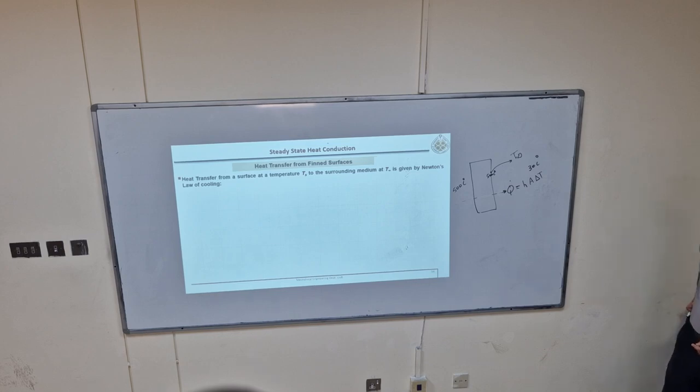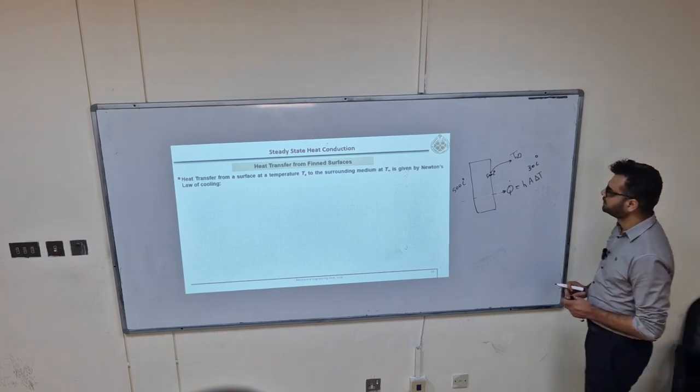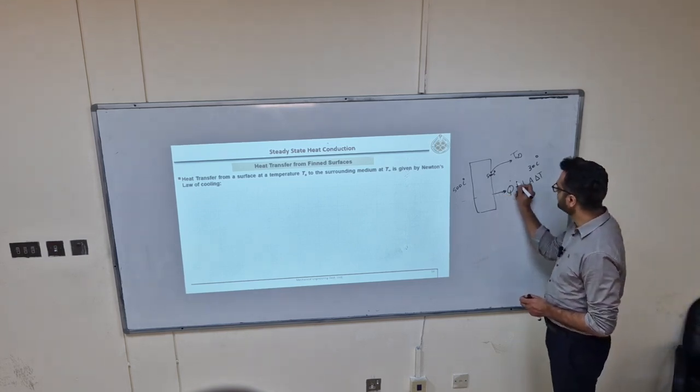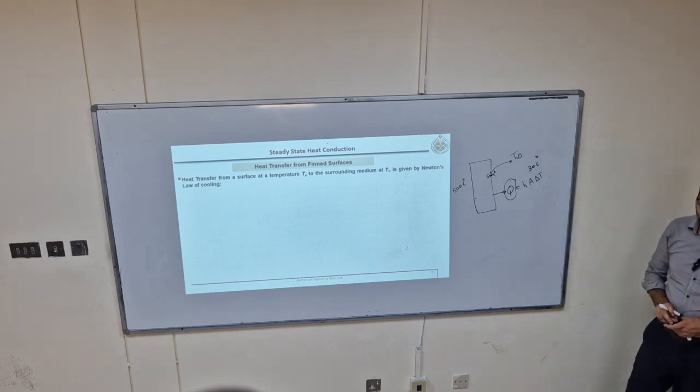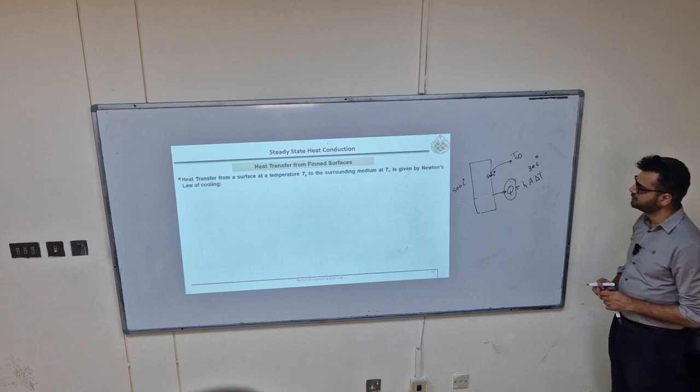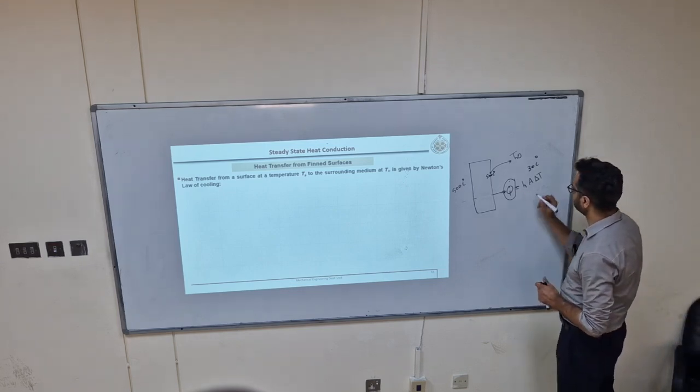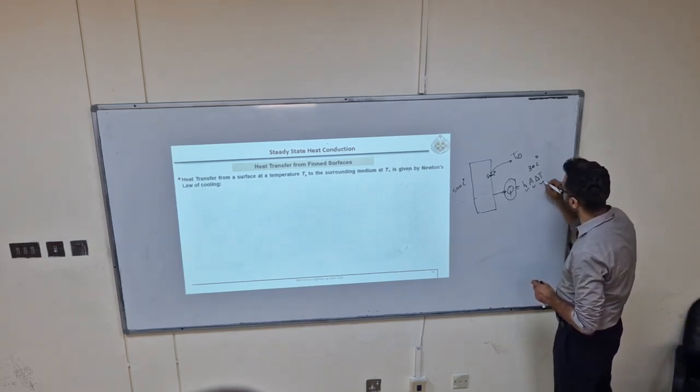Okay. This wall could be a wall of an engine cylinder or a radiator pipe, right? And here the purpose is to increase this Q. We want maximum heat to be transferred. How can we increase this Q? Now there are three terms. Let's see one by one.